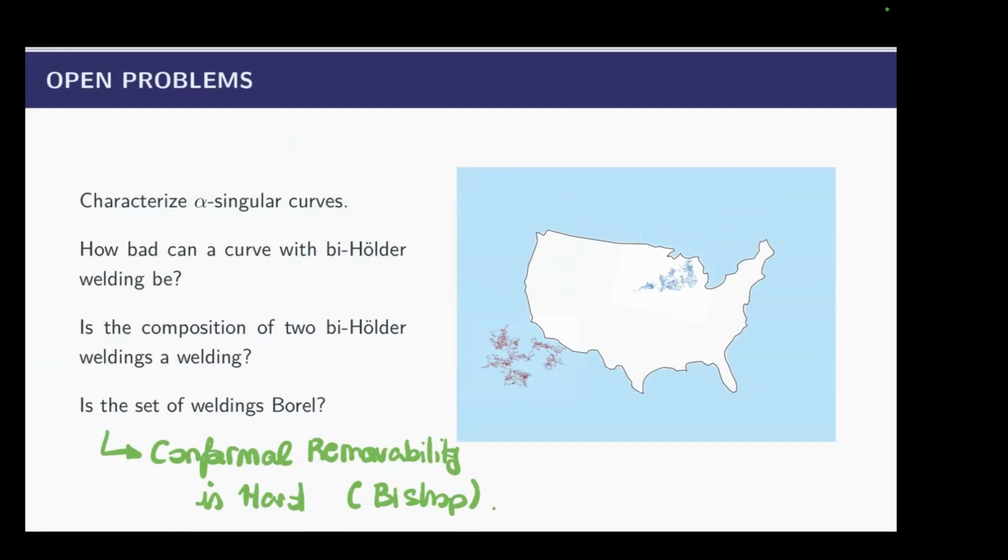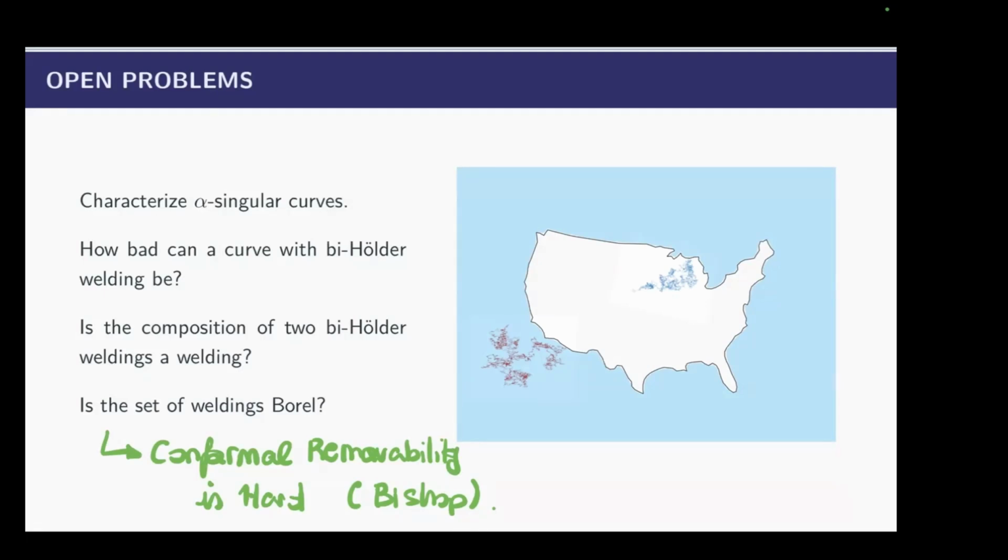Given a map, it's very difficult to tell whether or not it is a welding. So I don't really know. I mean, the first thing that I would personally do is check whether or not every log singular homeomorphism can be written as a composition of biholder weldings. Which is not true, actually. So not even that, because biholder maps preserve capacity zero sets.